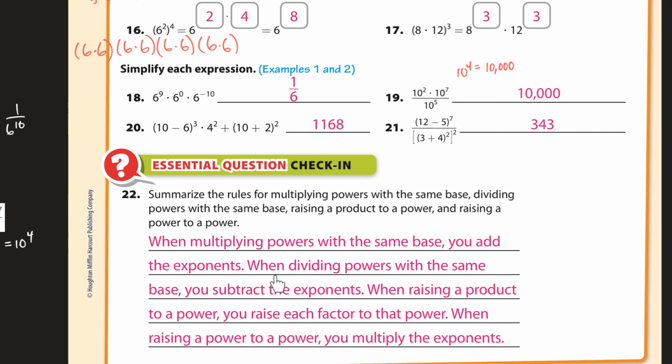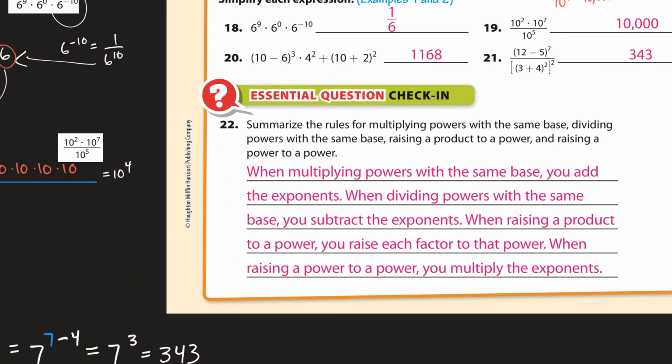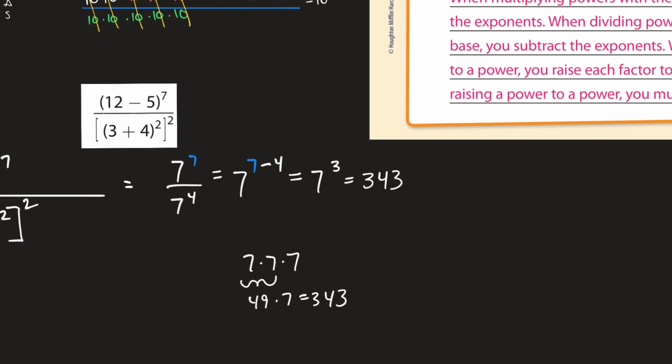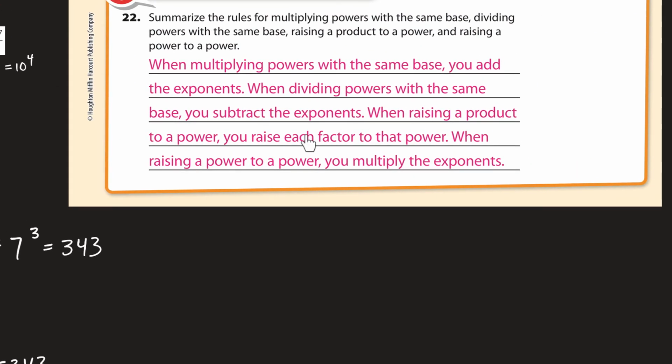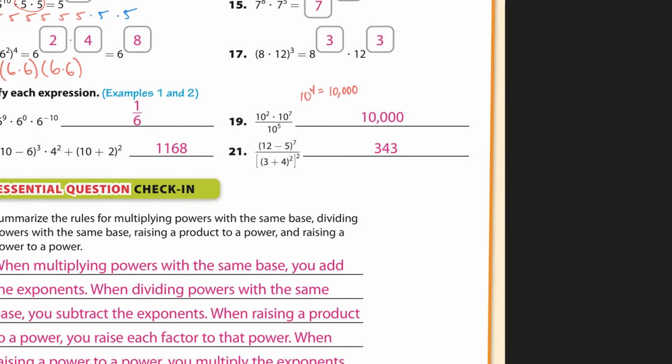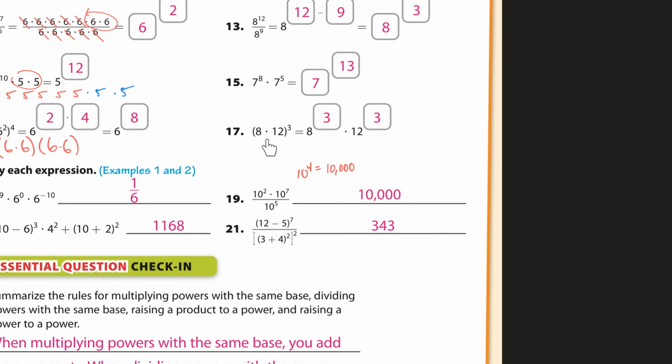When dividing powers with the same base, you subtract the exponents, and that's what I had done actually on the last question over here. That's what I had done right here. I subtracted the exponents because I was dividing powers with the same base. The same base was 7. And when raising a product to a power, you raise each factor to that power. That is related to this one right here. Each factor to that power. So you split them up and raise each factor to that power.